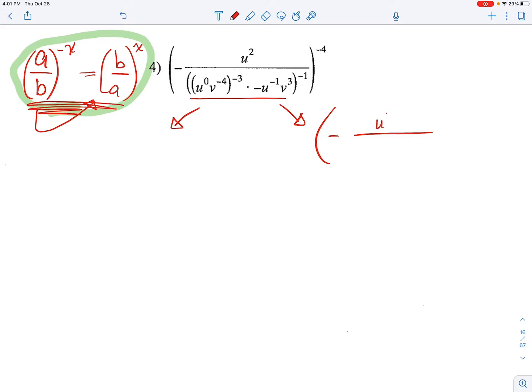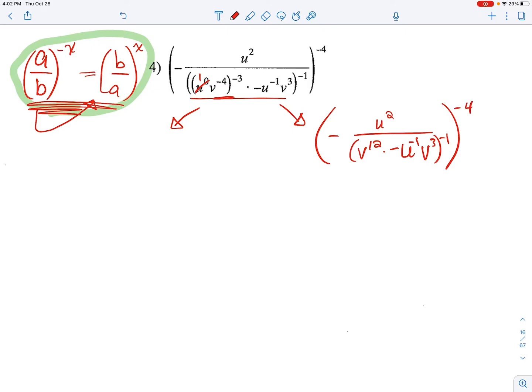It's negative. I'll keep the u squared up top, and then u to the 0 is just 1. I don't have to worry about that anymore. And then v to the negative 4 to the negative 3 is v to the 12th. That is a power to a power, so I can multiply them. And then I'll just continue. That's a negative u to the negative first v cubed to the negative 1. Got to make sure everything is still there.